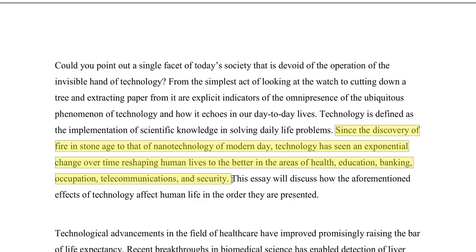Since the discovery of fire in Stone Age to that of nanotechnology of modern day, technology has seen an exponential change over time, reshaping human lives to the better in the areas of health, education, banking, occupation, telecommunications, and security.